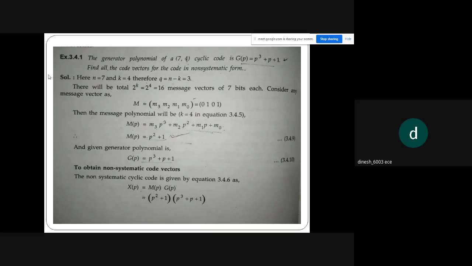Yeah, I'll start from the beginning. Okay. P cube into P square is P power 5. P cube into 1 will be P cube. Then next, P into P square will be P power 3. P into 1 will be P. And 1 into 1 will be 1. So it is written here: P power 5 plus P cube plus P square plus P cube plus P plus 1.